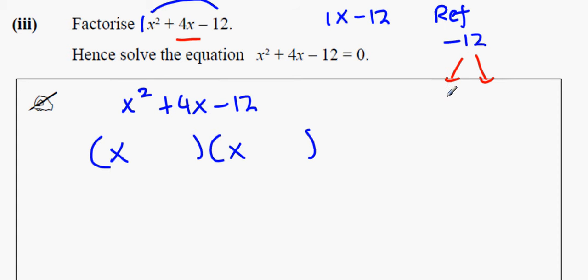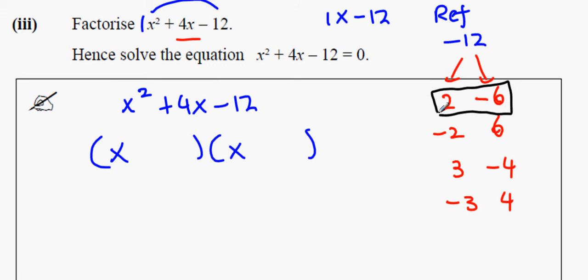You could try 2 and minus 6, minus 2 and 6. You could try 3 and minus 4, or minus 3 and 4. Now remember, these guys are in sets, so you have to use them both together. If you choose any one of them, they've got to come together. Now we're going to see which one of these actually works, okay?